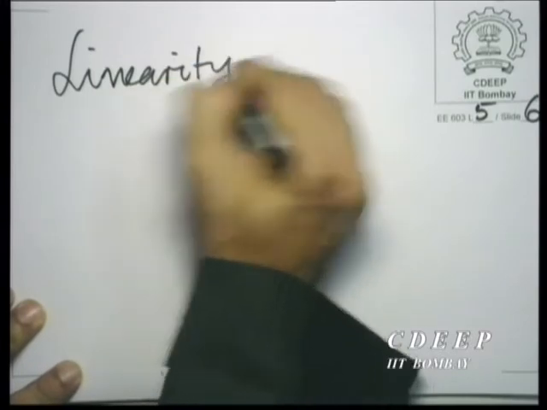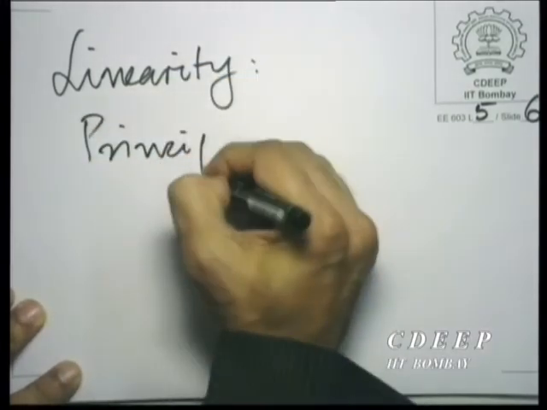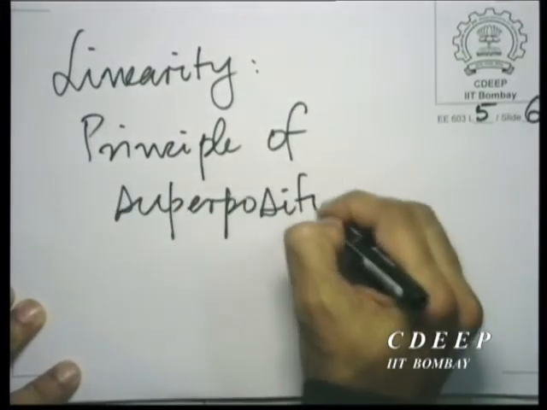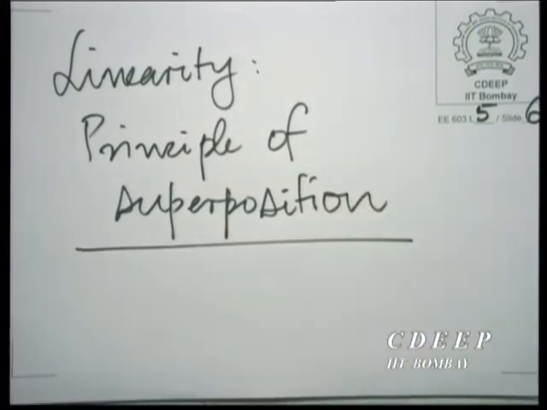So, let's first take up property number 1, linearity. What does linearity mean? Linearity is an oft-quoted property in the context of systems. And in one word, linearity is summarized by what is called the principle of superposition. Literally, the word superposition means putting one on top of the other. When I superpose one upon another, I am putting one on top of the other. And the mathematical meaning of superposition is the following.